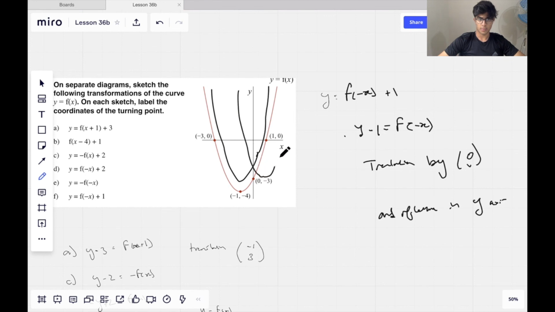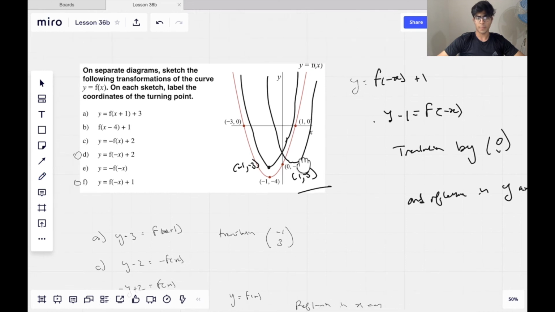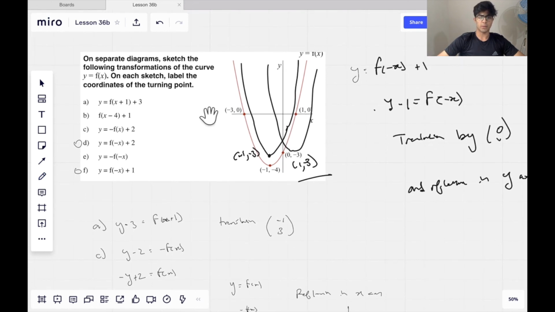So when we translate up, we get minus 1, 3, and when we reflect, we'll have 1, 3 as our new coordinate for the turning point. These questions can be fairly tricky, but first remember what the translations and reflections look like, and then isolate them in terms of y and x. They won't necessarily give it to you in the nicest way, so rearrange it so that everything's either affecting x or everything's affecting y, and then work from there. And be careful with the order.